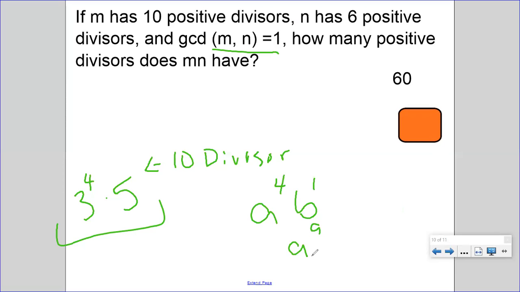The other number has 6 possible divisors, but these are all relatively prime. So A and B are not factors of this new number N. This could have 5, or it could be like C and D, where one's 2 and one's 1. Those would be possibilities. But regardless, whenever we multiply these things together, we end up with the exact same thing. They still have the same amount of divisors with their product because of their relatively primeness.